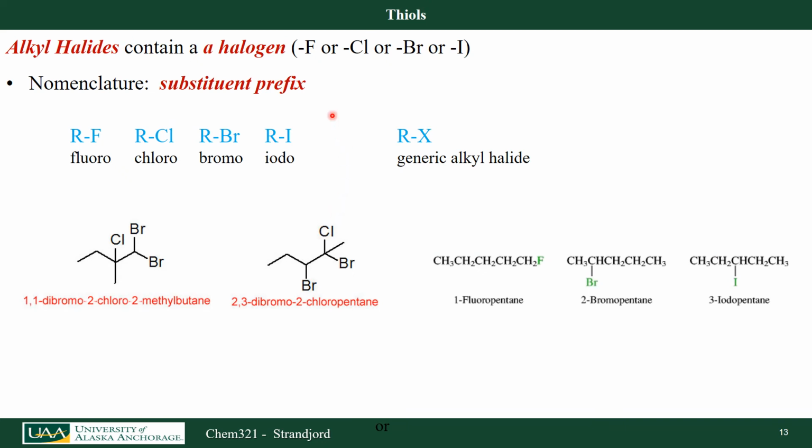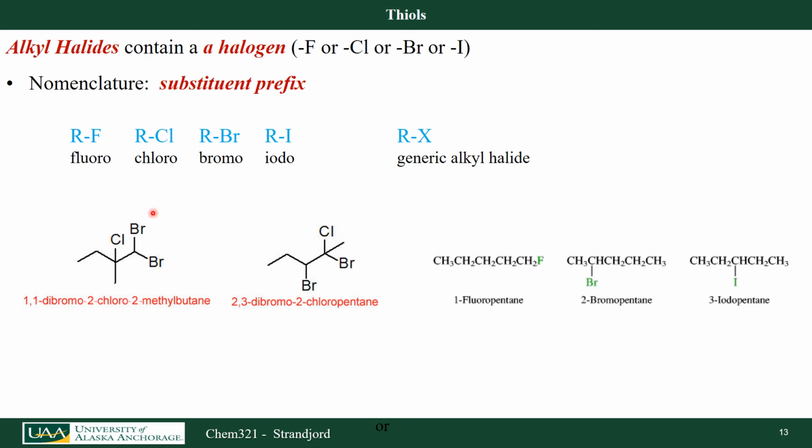Alkyl halides are hydrocarbons that contain a halogen: fluorine, chlorine, bromine, or iodine. Typically the nomenclature is as a substituent prefix, so that prefix for fluorine would be fluoro, prefix for chlorine would be chloro, bromo for bromine, and iodo for iodine. Generically, we often represent a halogen as an X in a molecule. That means it can either be fluorine, chlorine, bromine, or iodine. It has the same reactivity.